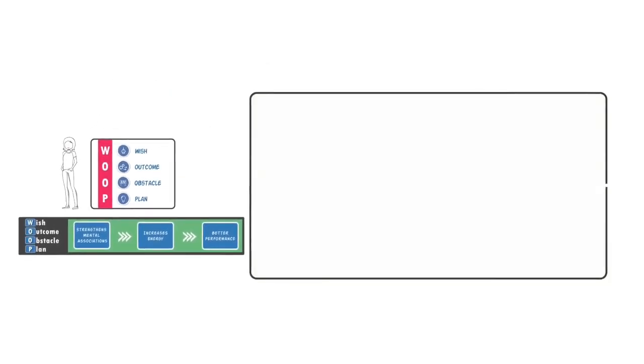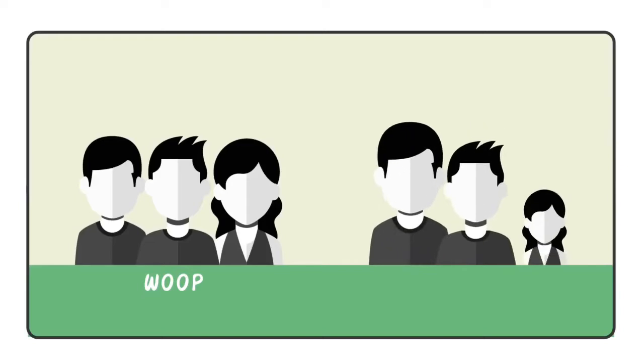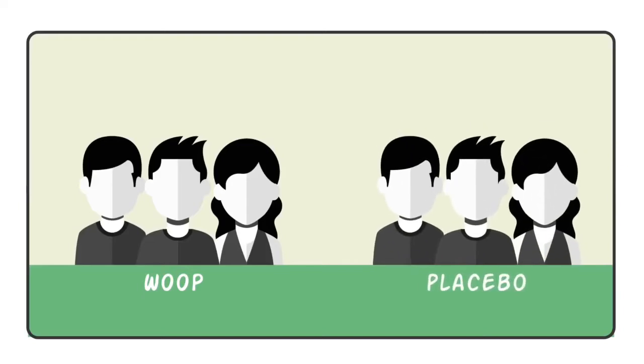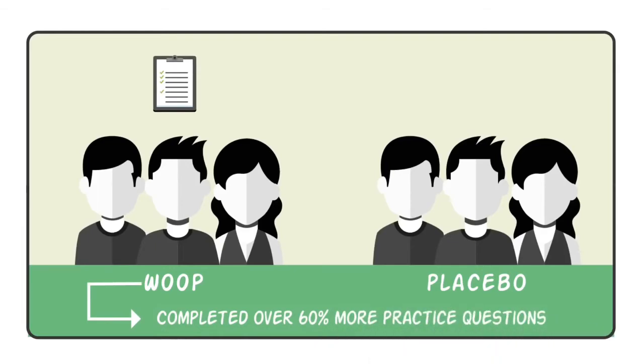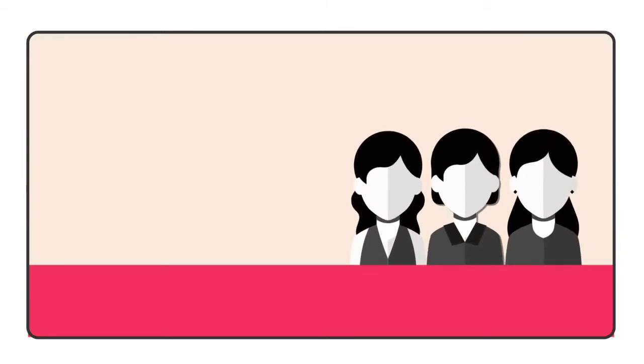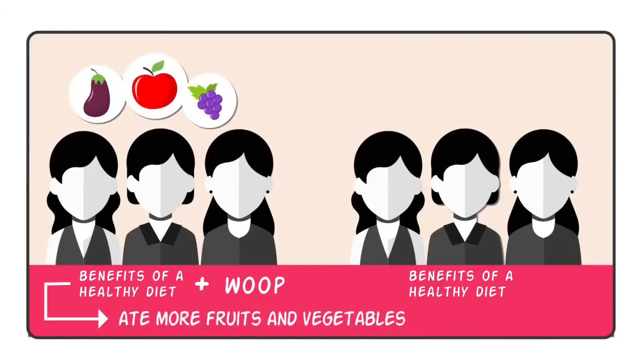To test WHOOP, we gave a group of high school students preparing to take an important standardized test a short exercise incorporating WHOOP, while a second group received a placebo. Students exposed to WHOOP completed over 60% more practice questions than participants in the control group. In another study, we gave one group of middle-aged women information about the benefits of a healthy diet, and another group the same information plus WHOOP. For a period of up to 2 years, the women who were taught WHOOP ate more fruits and vegetables than those in the information-only group.